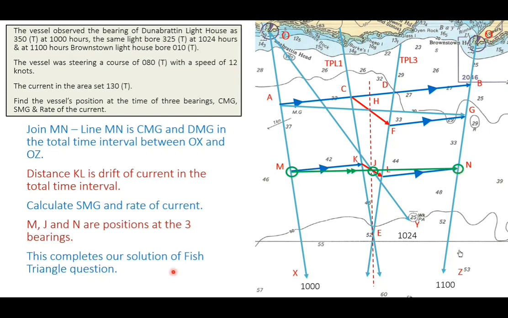This completes the solution of the fish triangle question. So we have all the three positions known to us. We have the rate of the current known to us. We have the course made good and the distance made good, as well as the speed made good. So all the items which were required, that is the vessel's position at the time of the three bearings, the course made good, the speed made good, and the rate of the current have been identified.